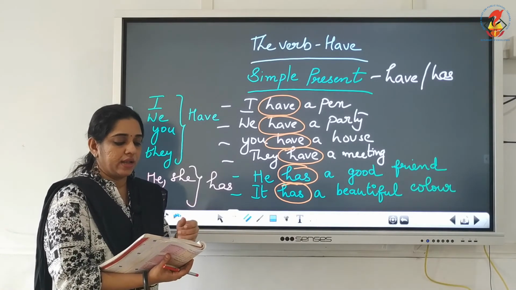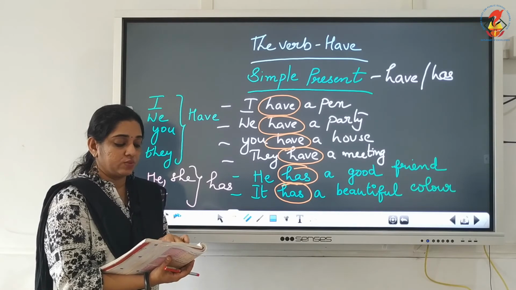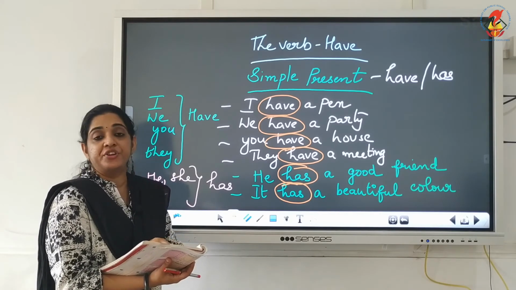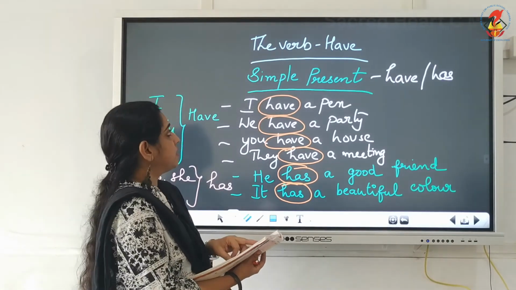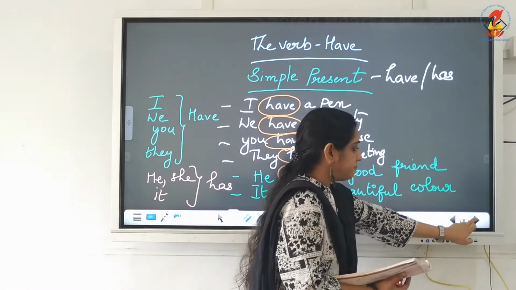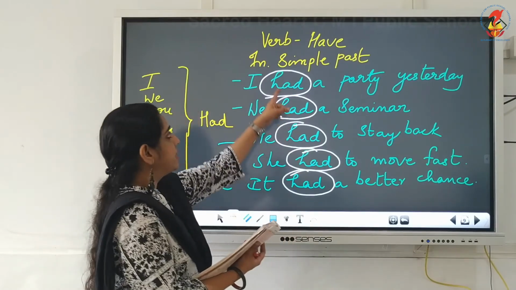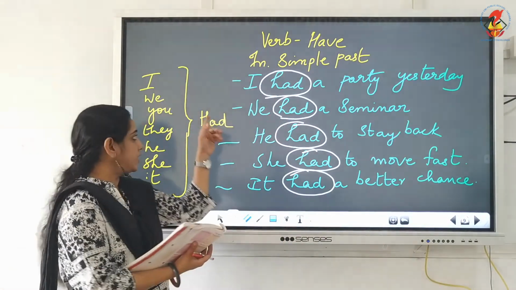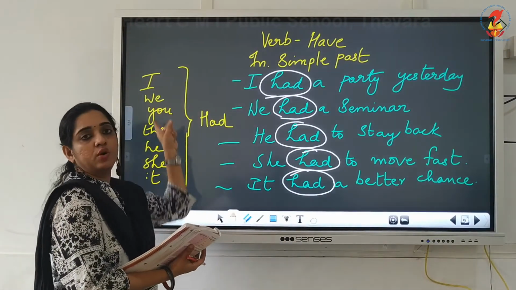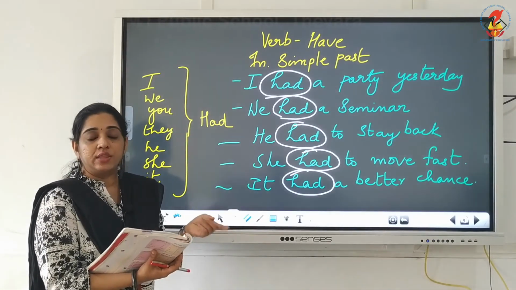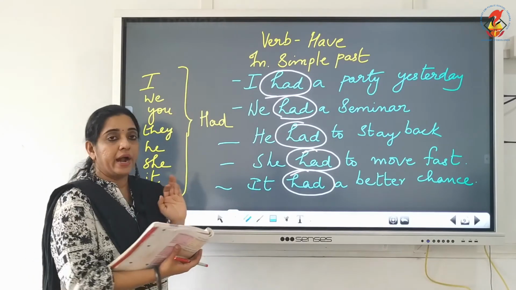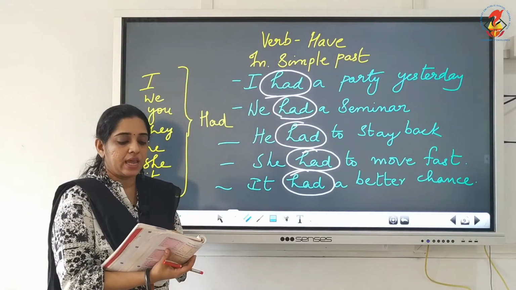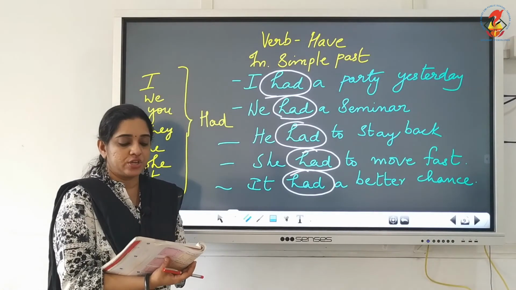Now, we will just try the next one. They dash porridge last night. What is the past tense of the verb have? Had. For everything you can use had, is it? You don't have to bother about whether it is I, we, they or any other singulars or plurals. You can use had. So, here they had porridge last night.